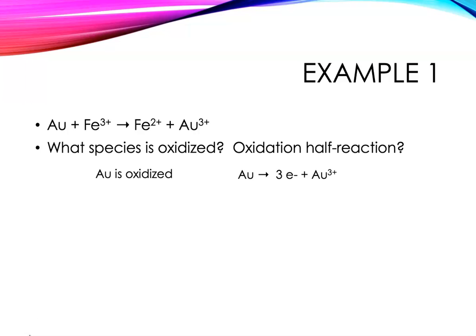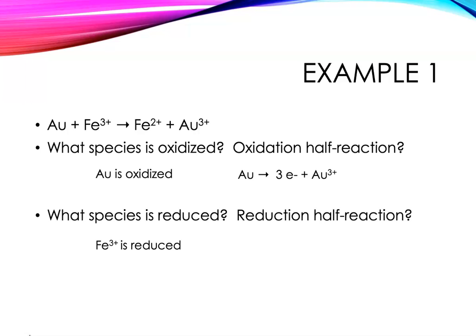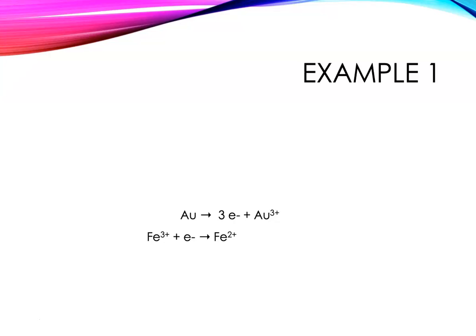What species is reduced? That would be the iron 3 ion. It's going from an oxidation number of +3 to an oxidation number of +2. That's a 1 electron change. So I need to show the iron 3 ion gaining 1 electron to make an iron 2 ion. So now we have the two half reactions, one to show oxidation, one to show reduction, and now we have to talk about how we put them together to write an overall balanced equation.